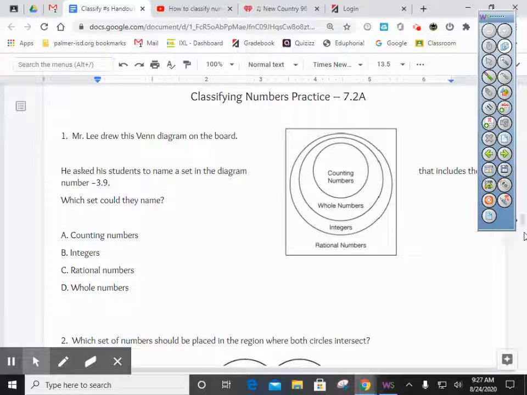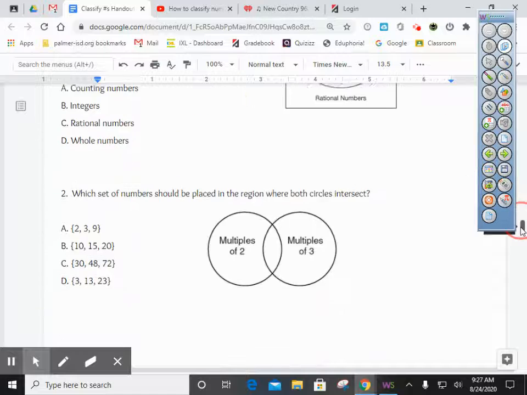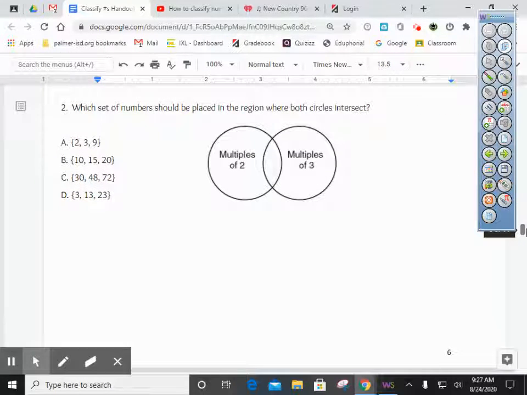This is going to be your assignment, but I'm trying to get to it and through it before this timer goes off to clean, because you can do number 1 on your own, but I want you to pay close attention to number 2. That says which set of numbers should be placed. Are you paying attention tonight? Because you're not. Because you turn around and look in the other direction.